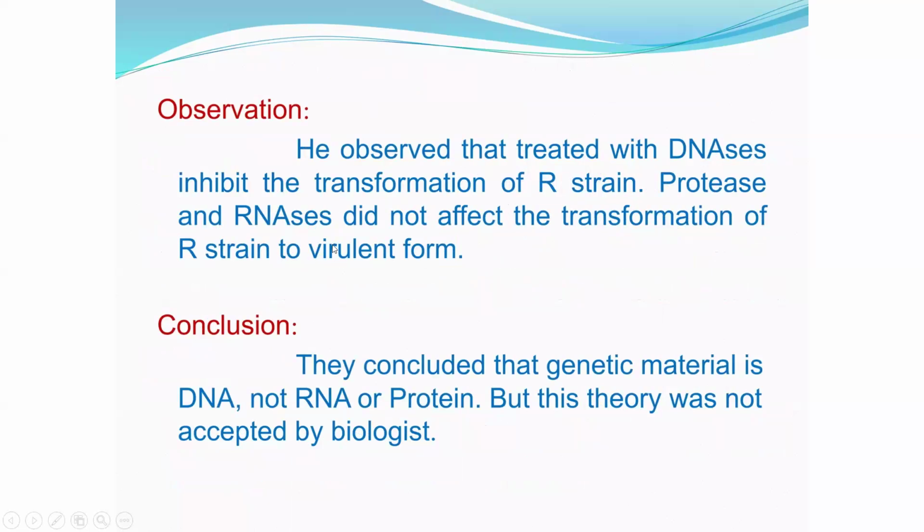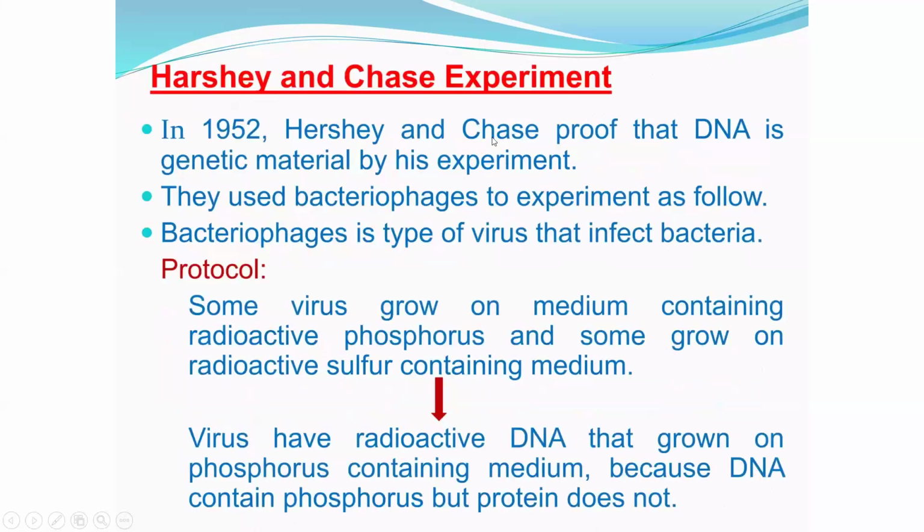Okay. So observation: they observed that treatment with DNase inhibited the transformation of the R strain, while protease and RNase did not affect the transformation of the R strain to the virulent form. So the conclusion is that DNA is the genetic material, not RNA or protein, but this theory was not accepted by the biologists. Next, another experiment, conducted by Hershey and Chase.